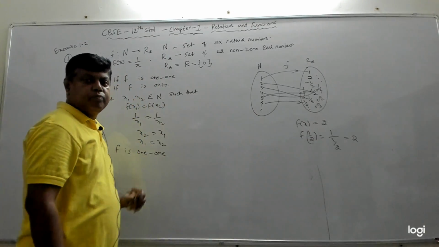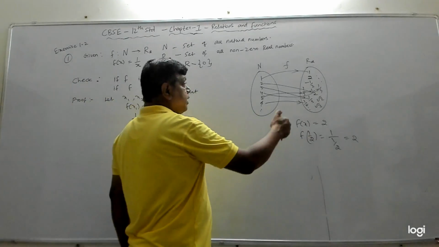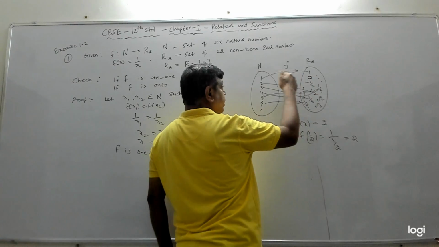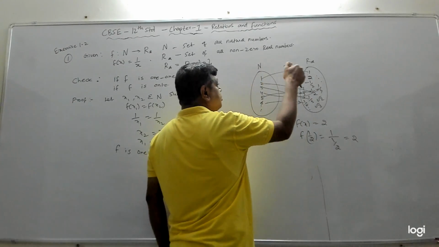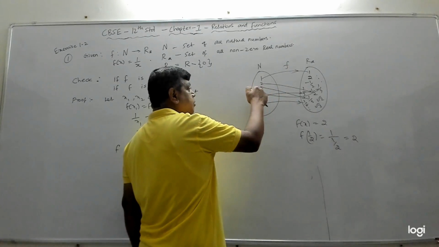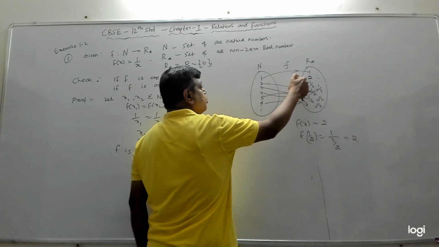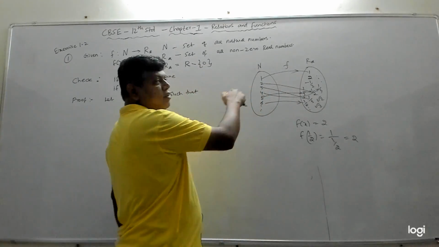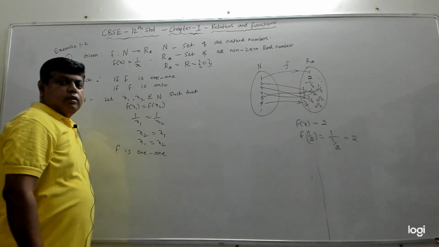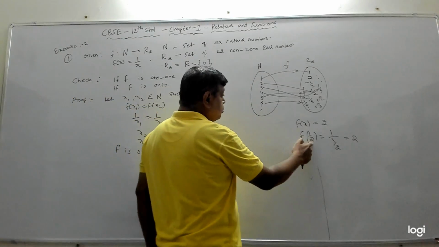X should be in this set, but this 1 by 2 is not there because 1 by 2 is not a natural number. Which means if I take an element 2, you cannot find any element in n such that f of that element should be equal to 2. And f of that element will be 1 by 2. F of 1 by 2 will map to 2, but 1 by 2 is not in this set. Right? This 1 by 2 also should be in this set.